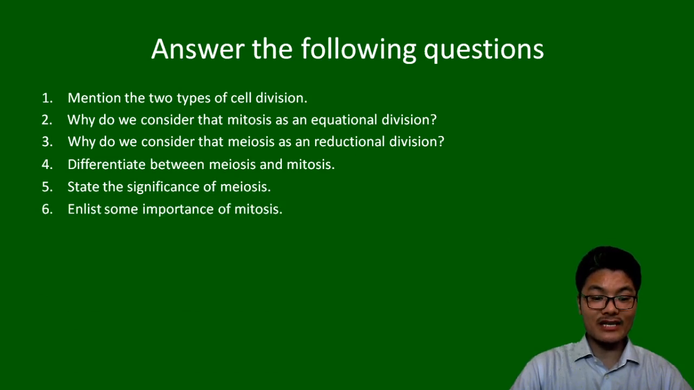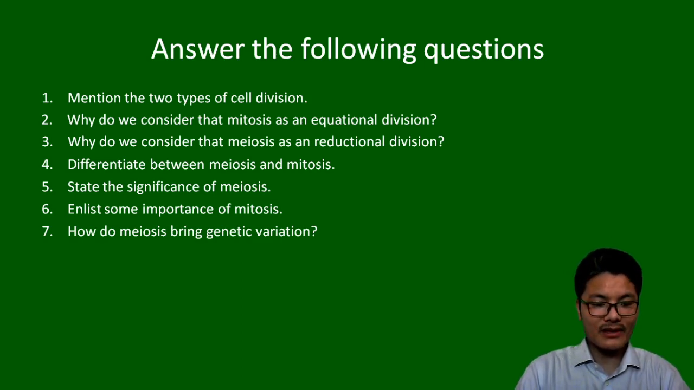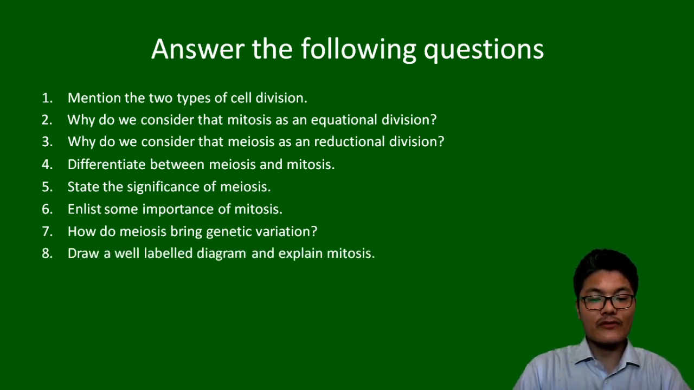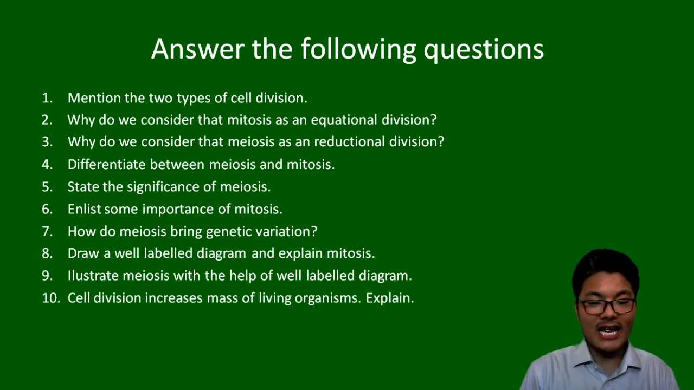Sixth, enlist the importance of mitosis. Seventh, give reason how meiosis brings genetic variation. Eighth, draw a well-labeled diagram and explain mitosis. Ninth, illustrate meiosis with the help of a well-labeled diagram. Tenth, explain why cell division increases the mass of the living organism. How does cell division increase the mass of the organism?